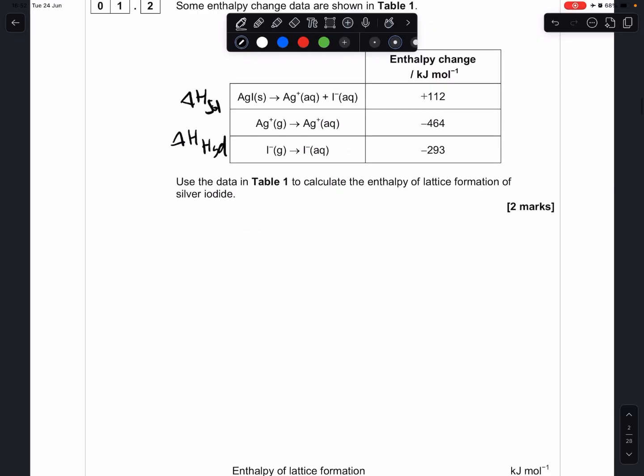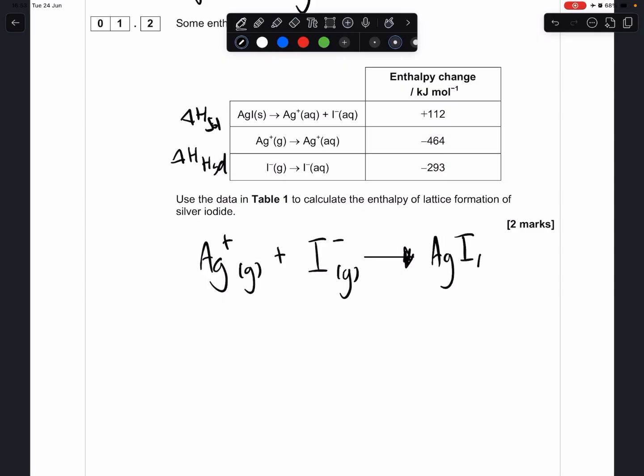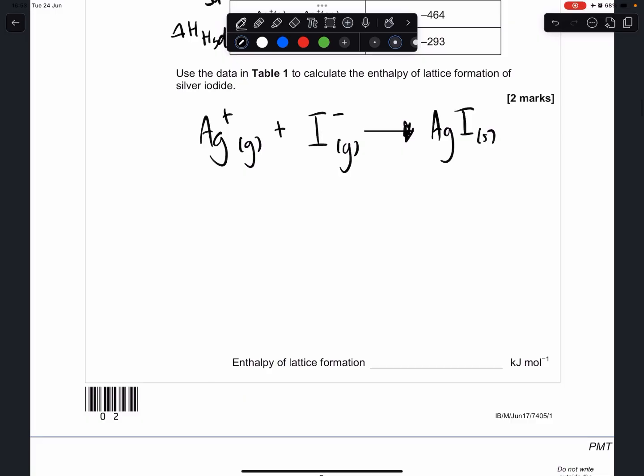So let's quickly write that out now. So our silver, and we've got our iodide. Make sure you don't miss out these are ions, because that is the definition for enthalpy of lattice formation, it's gaseous ions. Then we've got our solid ionic compound. Don't miss out the state symbols, guys. So yeah, and then what have we got here?